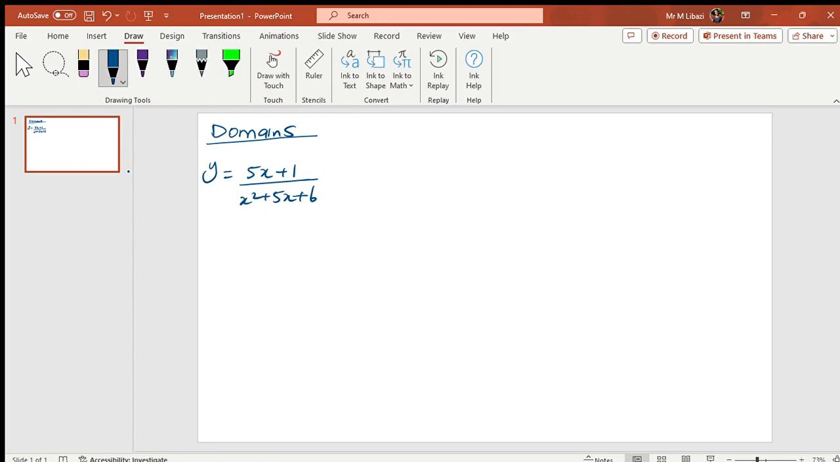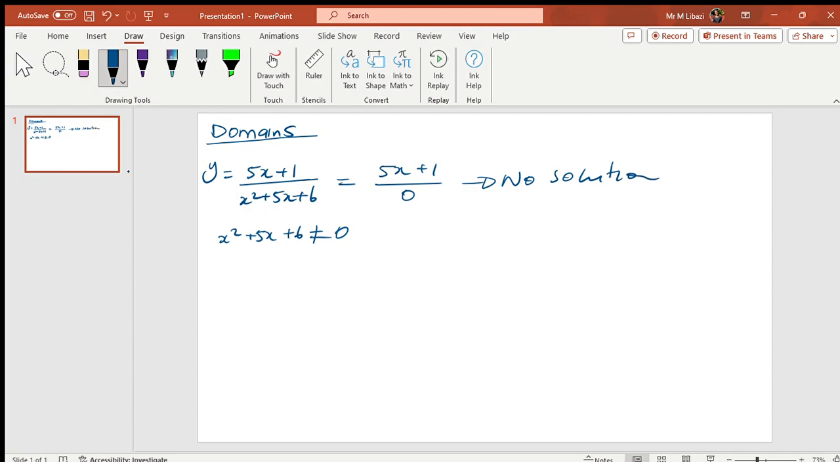So now from here, what we're going to be doing is that we know that when we want the domain, we actually want where the function is undefined. So you can actually say x squared plus 5x plus 6 must not be equal to 0. Why do we say that? It is because we do not want the denominator to be 0, because once we say 5x plus 1 divided by 0, then this will be undefined. So there will be no solution for this.